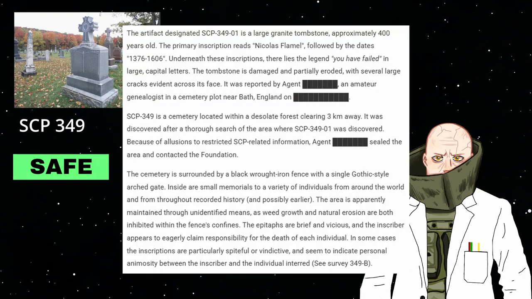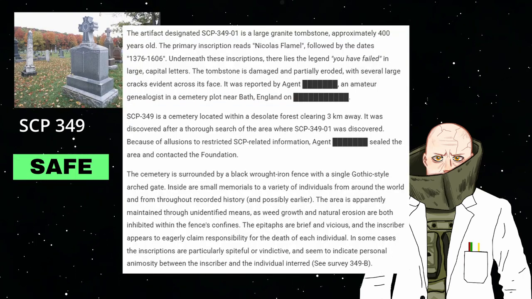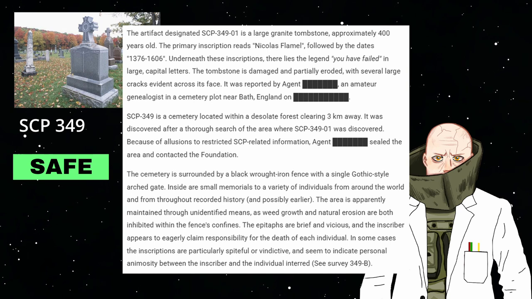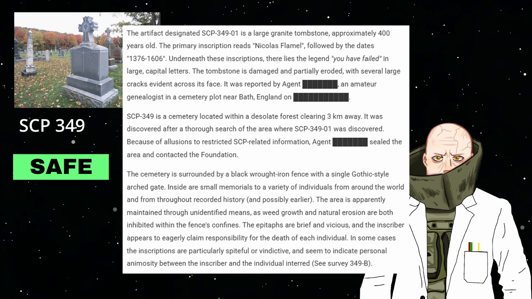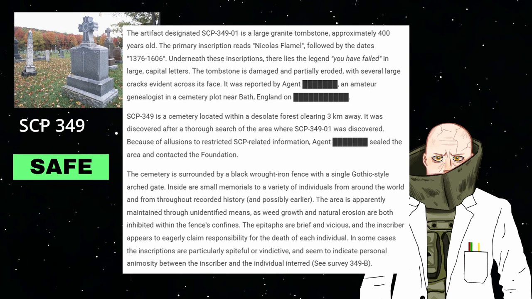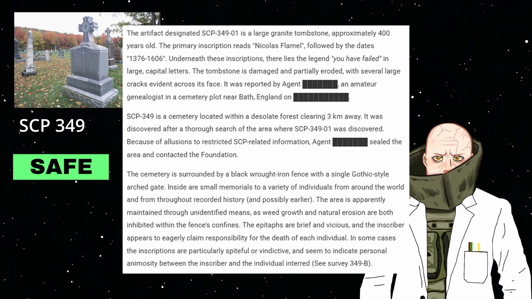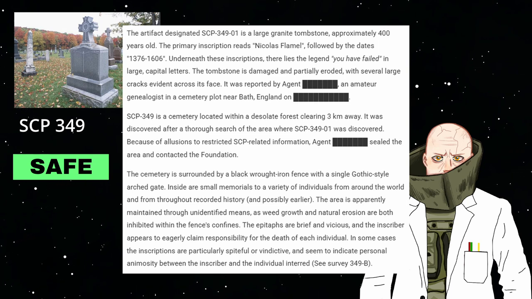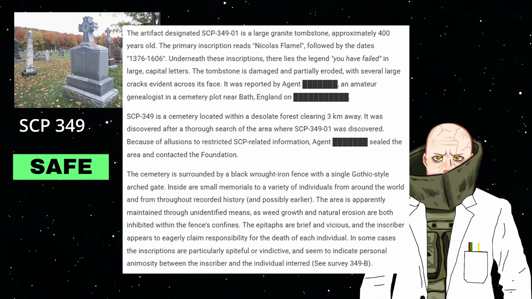The artifact designated SCP-34901 is a large granite tombstone approximately 400 years old. The primary inscription reads Nicholas Flamel, followed by the dates 1376 to 1606. Underneath these inscriptions, there lies the legend, "You have failed," in large capital letters. The tombstone is damaged and partially eroded, with several large cracks evident across its face.